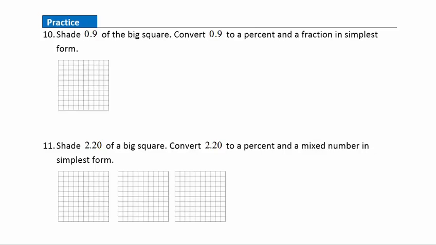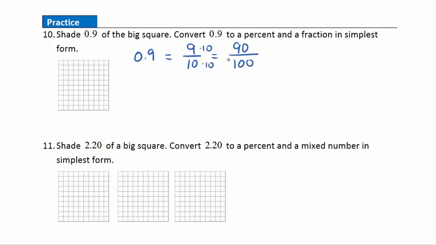All right, question 10. Shade 0.9 or 9/10 of the big square. Then we want to make some conversions. Well, let's start right here. 0.9 is equal to the fraction 9/10. I think we're going to turn this into a percent because it'll make it easier to shade these squares in. So let's see, we're starting with 9/10. Percent means out of 100. So I want to get that denominator to be 100. The missing multiplier here is just going to be 10.